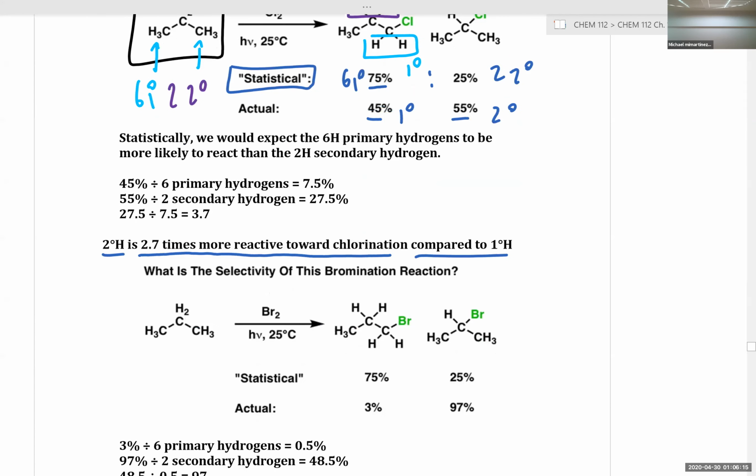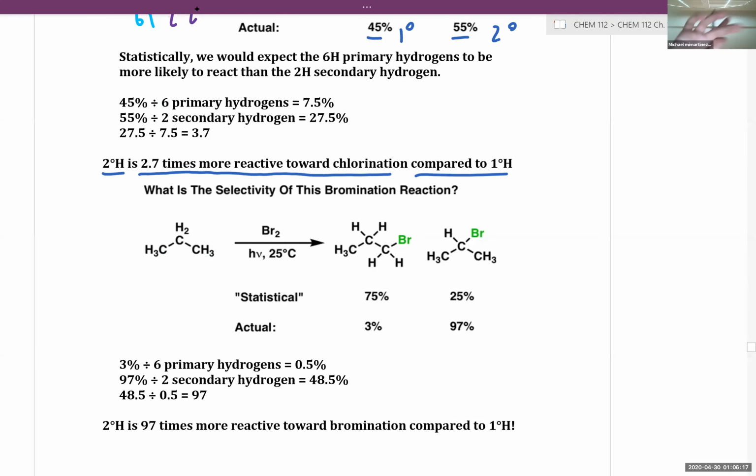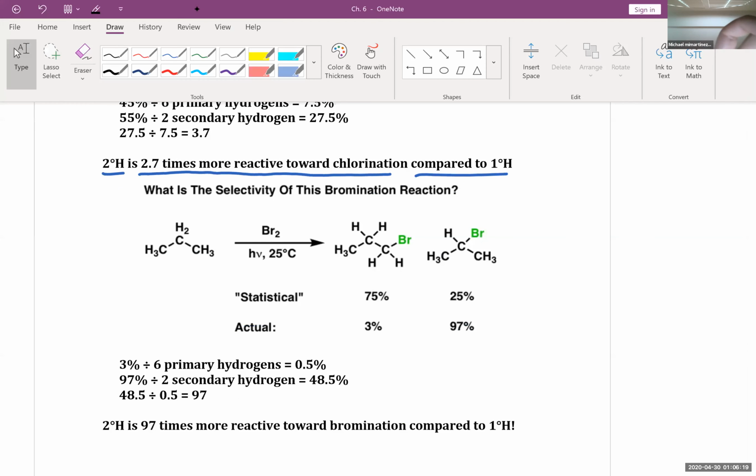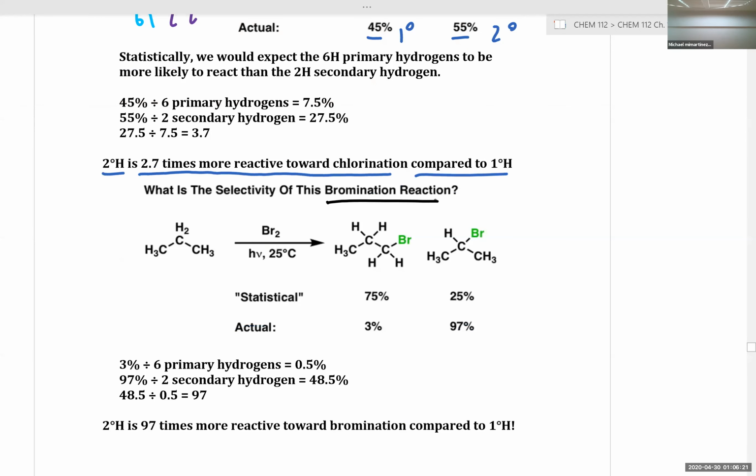Now, this is where we see something really cool. So for bromination, our statistical would be 75 to 25 or 6-to-2 odds, just counting our number of hydrogens. In reality, we have a 97-to-3 selectivity. So our secondary is preferred.